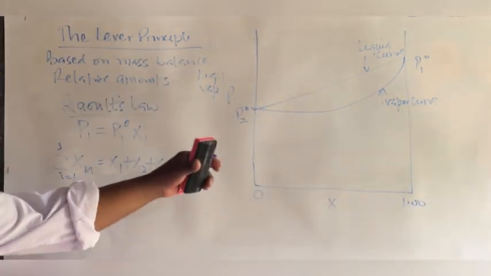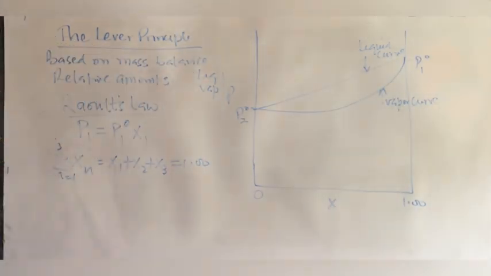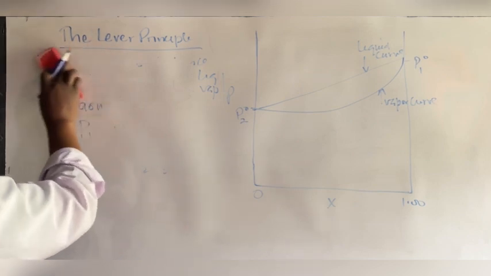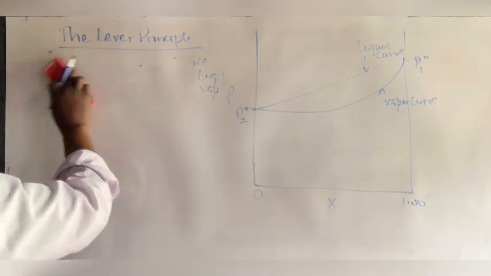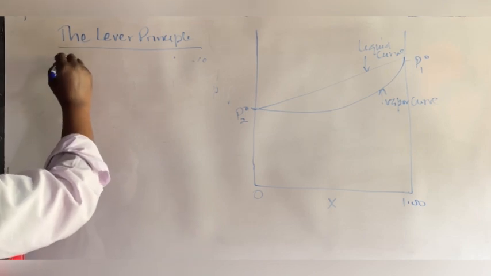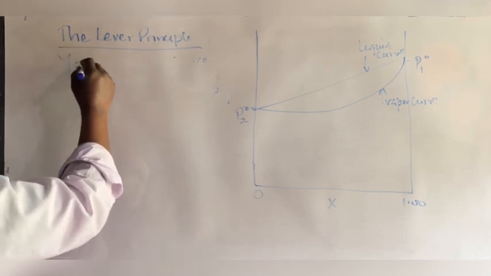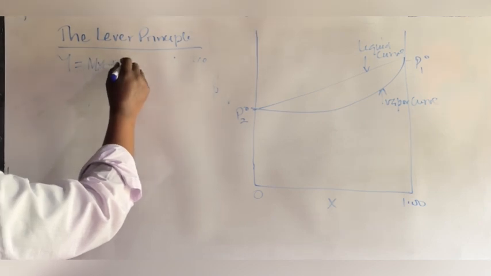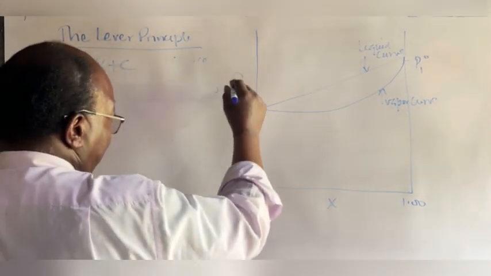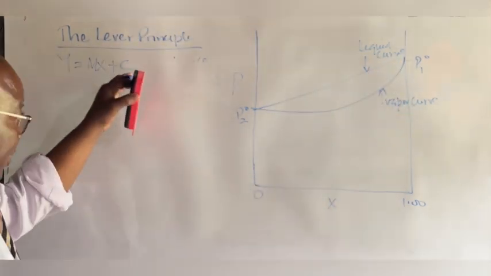Now, this liquid curve is linear. It's a straight line, so to get the equation relating that, just compare with that of a straight line, y equals mx plus c, where the y coordinate corresponds to P here, m is the slope, and c is the intercept.